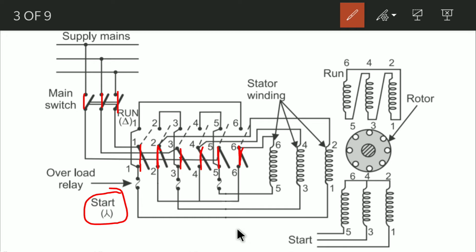And what happens to 2, 4 and 6? The 2 end of the winding from here through this switch comes here, and 4 this way, and to the same line 6 this way. These are short circuited here. So the winding is connected in star. The upper terminals are short circuited through this 2, 4 and 6. The lower terminals are connected to 3-phase AC supply.